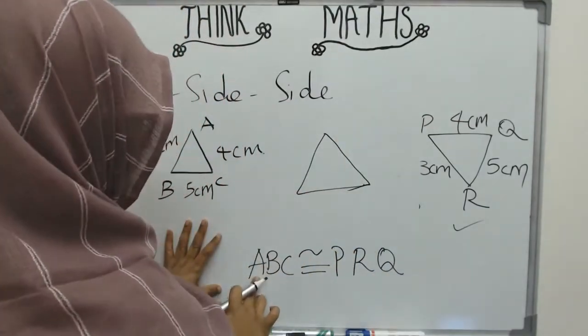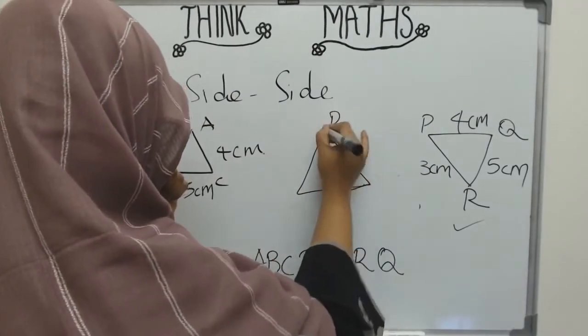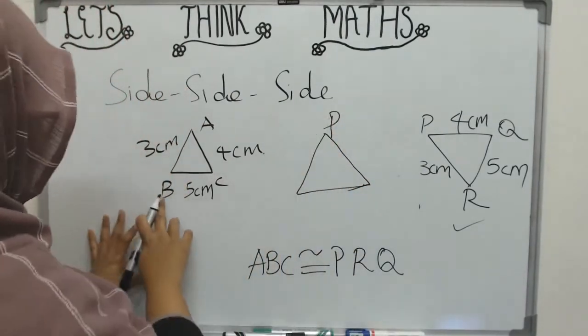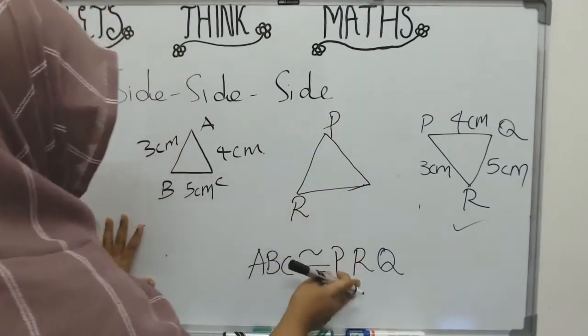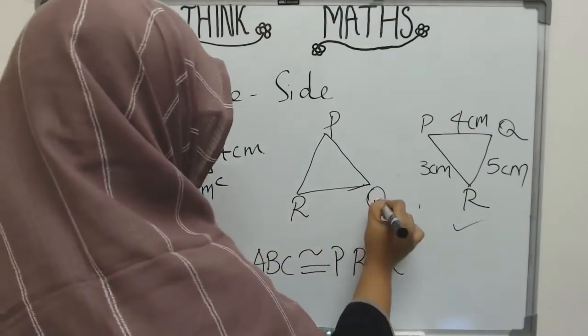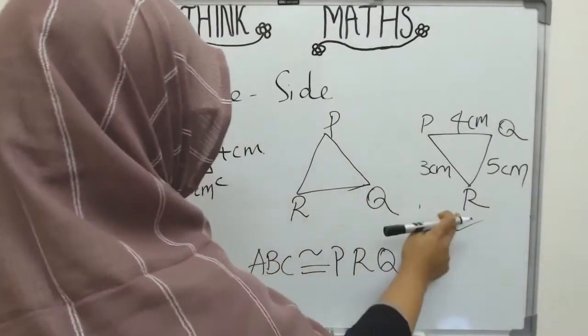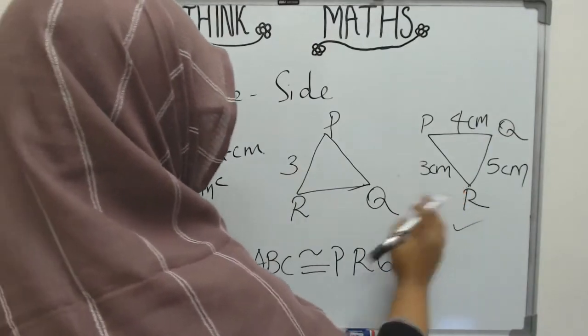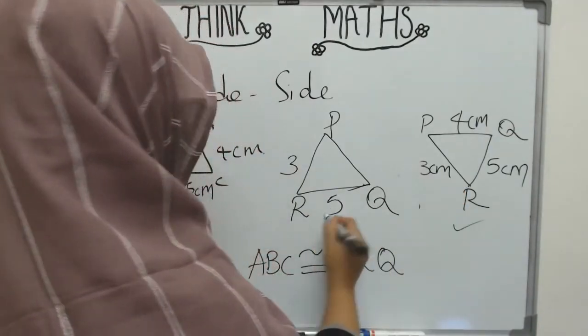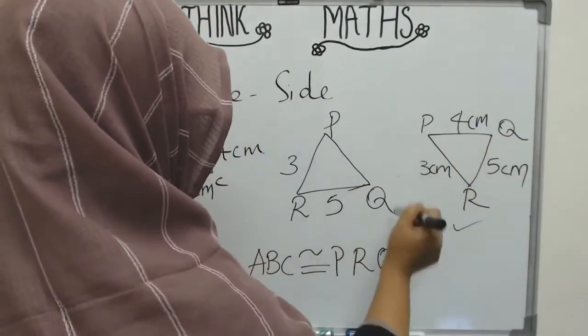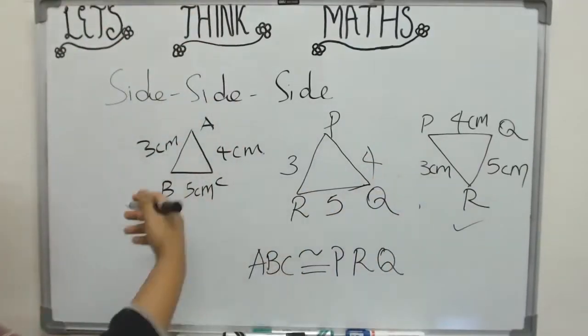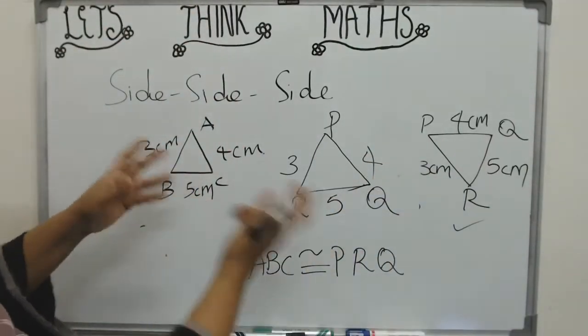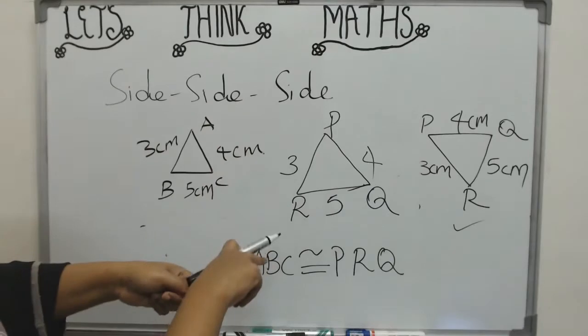See, where A is, we have to write P. Where B is, we have to write R. And where C is, we have to write Q. So PR is 3, RQ is 5, and PQ is 4. So see, what we did in that example, we just rotated that triangle 2 times.